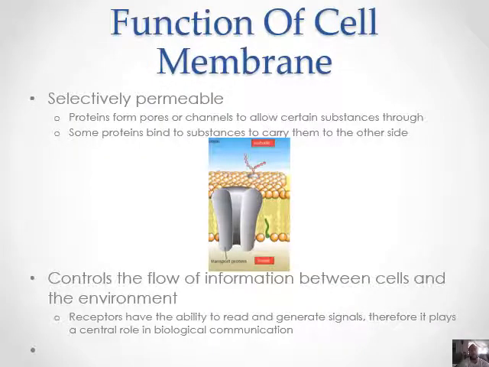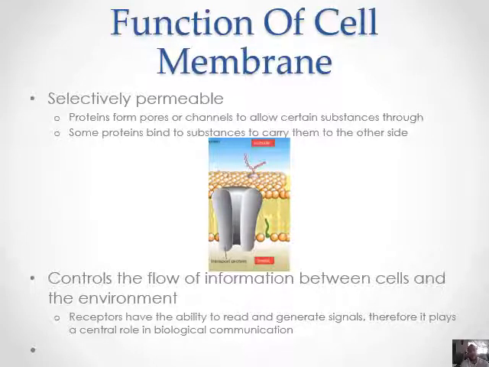All right, so let's just look at the functions of a cell membrane. First, it is selectively permeable. So proteins form pores or channels to allow certain substances through. So I have put a picture in there of a transport protein. And remember, in active transport, we went into transport proteins in a bit of detail, where I explained to you it was the use of ATP that forced molecules to move through. Some of these proteins bind to substances to carry them to the other side. So let's just quickly go over the definition of active transport. It's the movement of solutes against a concentration gradient with the use of a transport protein and ATP. Boom. All right.